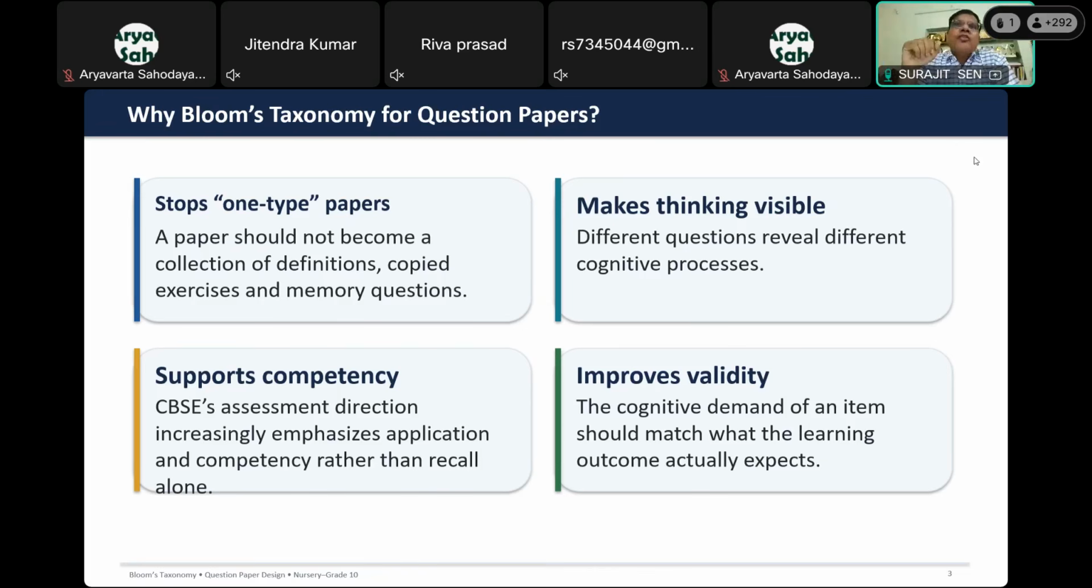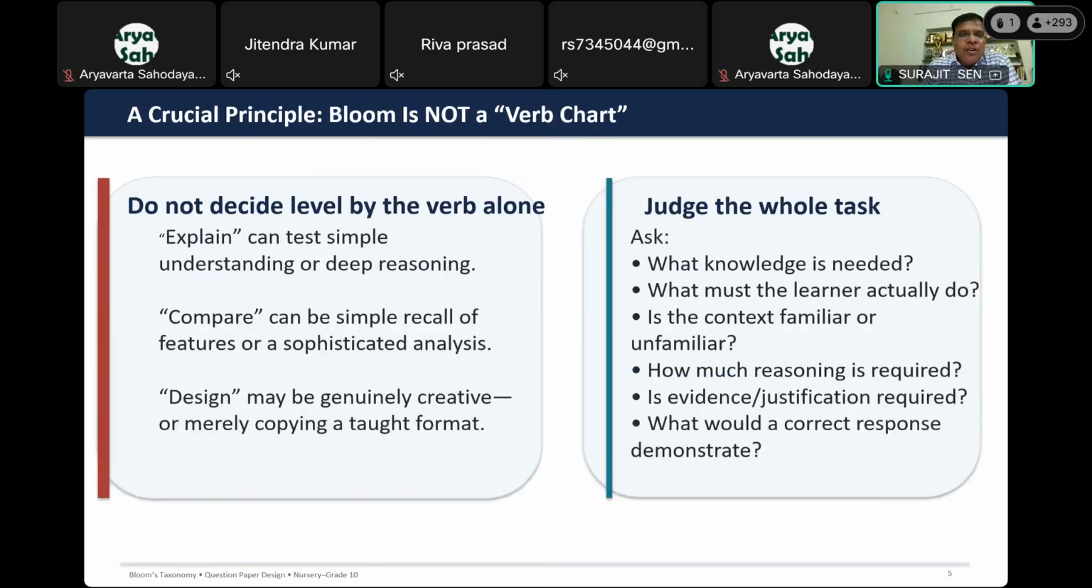The scores that the students get will help them understand their learning for the rest of their lives, at every level of learning. That's why it is important that we use Bloom's taxonomy for making question papers. Okay. A crucial principle: Bloom is not a verb chart. We often see Bloom's taxonomy with plenty of verbs: remember, recall, define, understand, and so on and so forth.